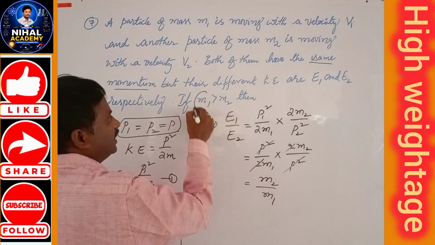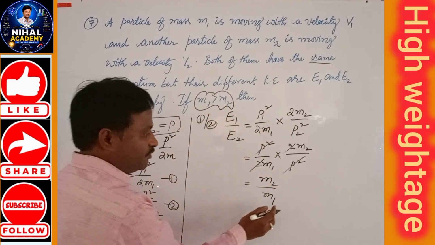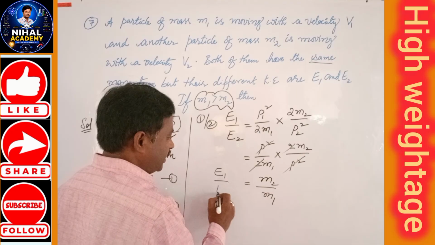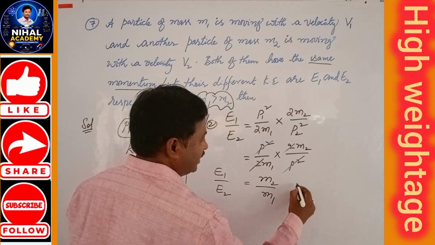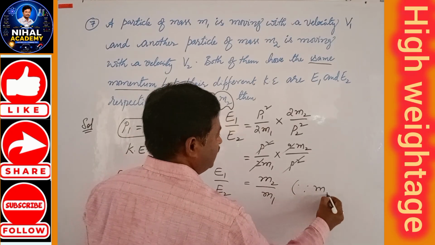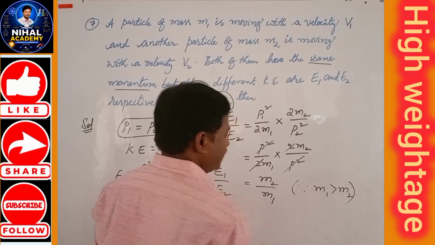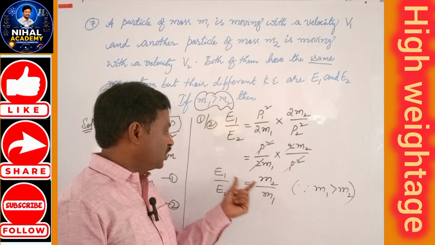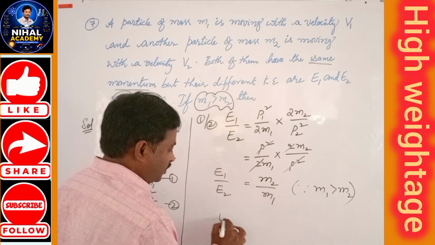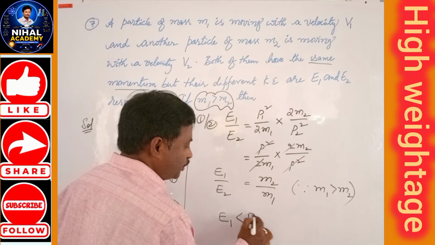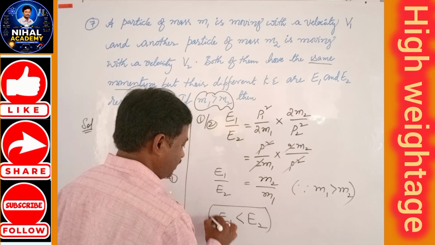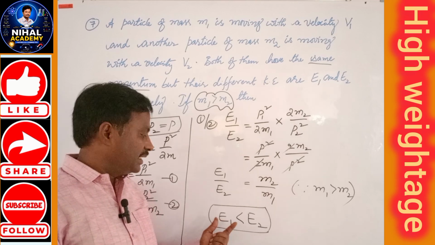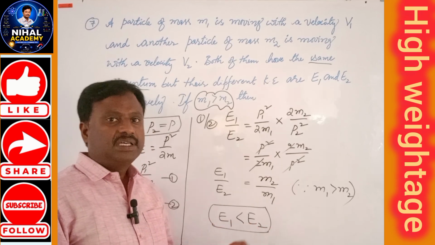In the problem it is given that m1 is greater than m2. That means, for E1 by E2, which equals m2 by m1, the relation between m1 and E1 is reciprocal. So m1 is greater means what about E1? Less. So E1 is less than E2. That means the kinetic energy of the first particle is less than the kinetic energy of the second particle.